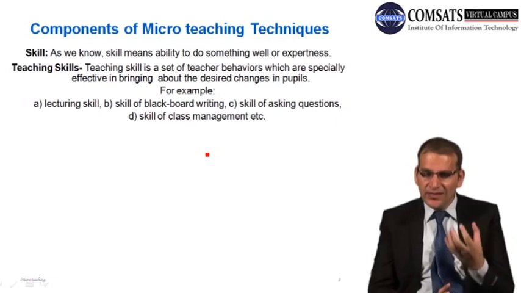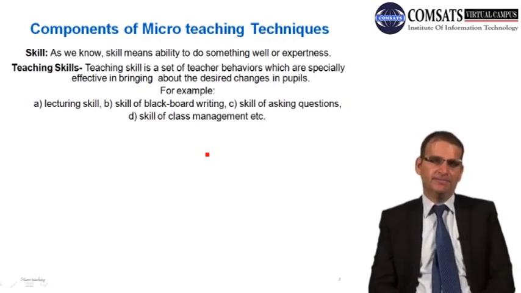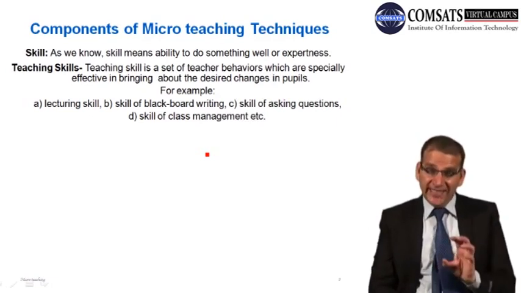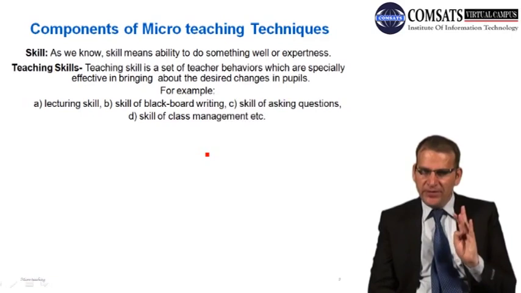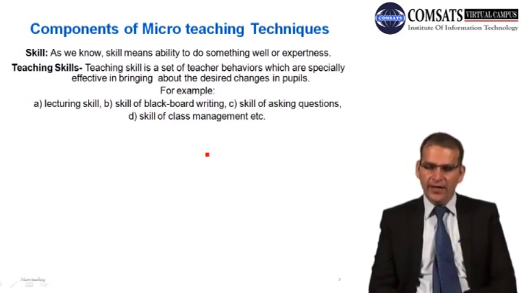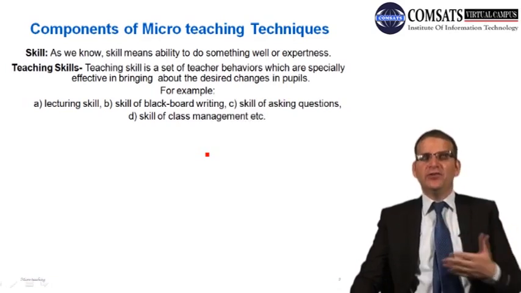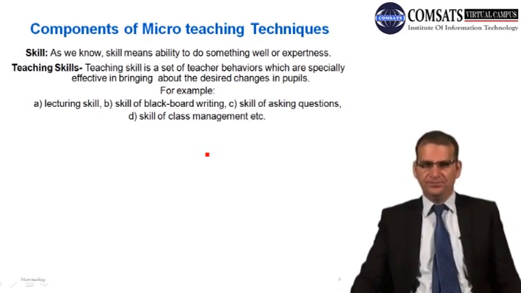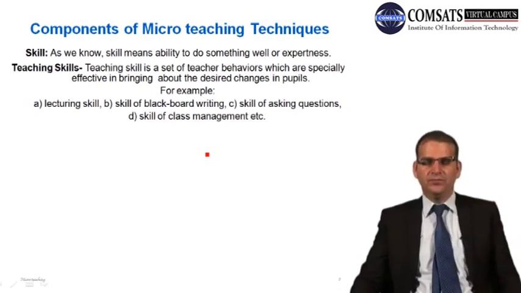A third thing, third component, of course, is skills. As we know, what does skill mean? Ability to do something well, or what we call expertness. But teaching skill is a set of teacher behaviors which are specially effective in bringing about what? The desired changes in pupils. For example, lecturing skills. How to lecture, how to talk, when to take pauses, right? What should be your volume, speed, rate of words, etc.